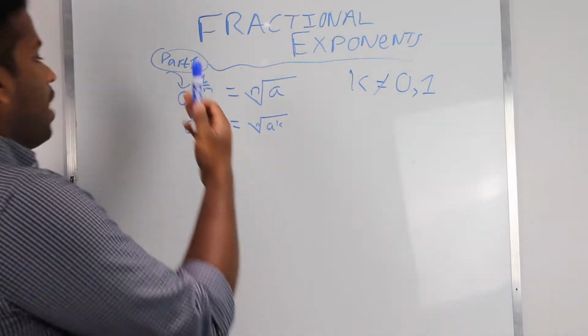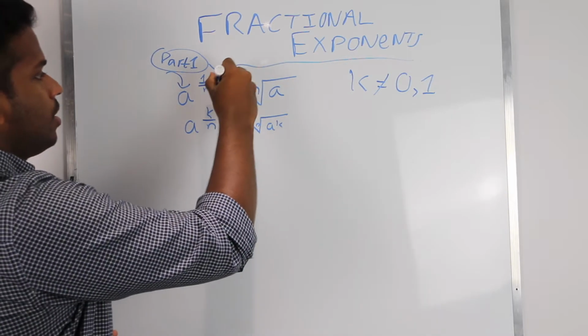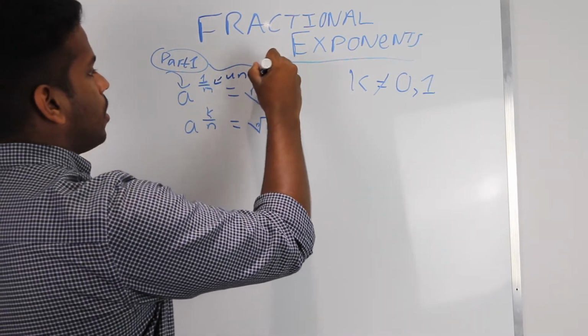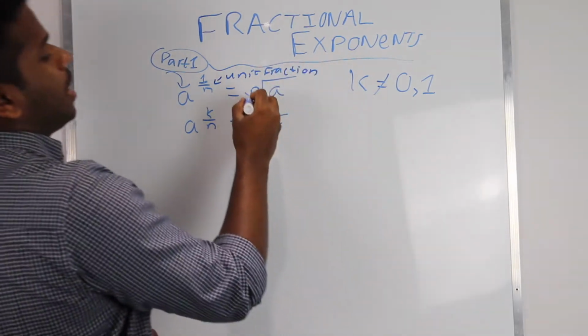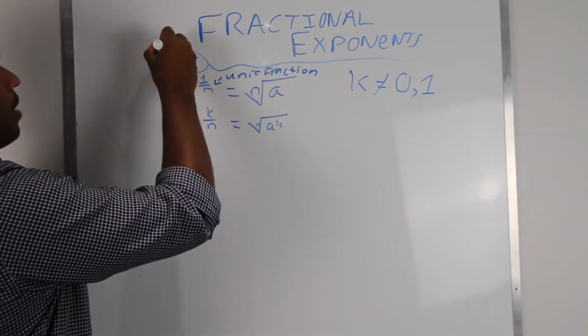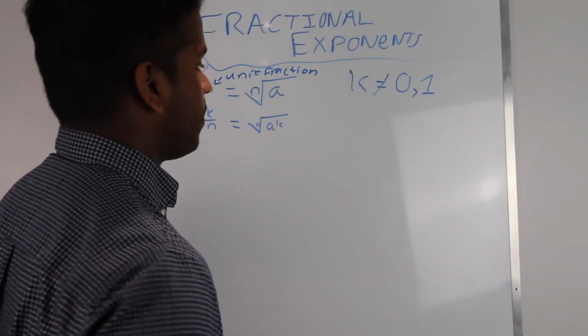As you may already recall, a to the power 1 over n is a unit fraction. In that case, we take the nth root of a. I showed it to you in part 1. The description will have that video for you.